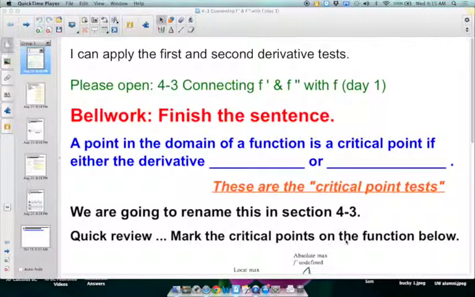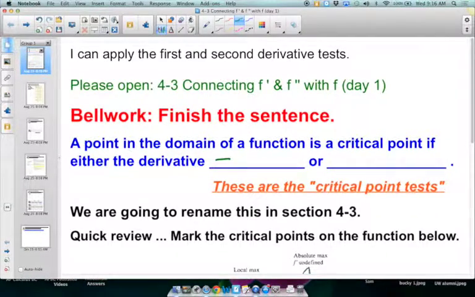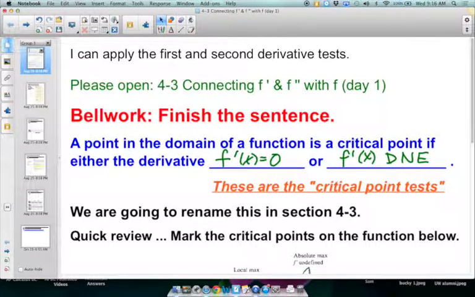Kind of a recycled question here. A point on the domain of a function is a critical point if one of two things happens. Okay, so you're saying the derivative is 0 or the derivative does not exist. Okay. And so today we're going to kind of recycle that critical point definition.